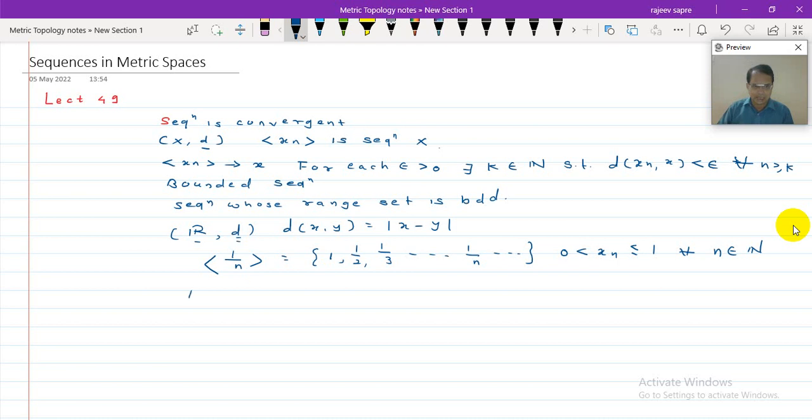So suppose I take A, so let A be a subset of (X, d). Then A is bounded if and only if the diameter of A is finite.